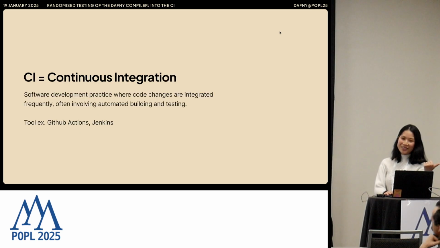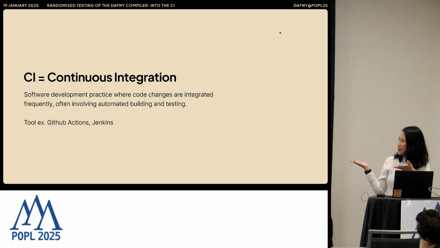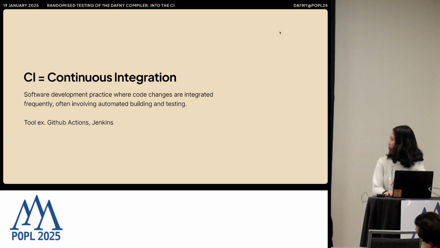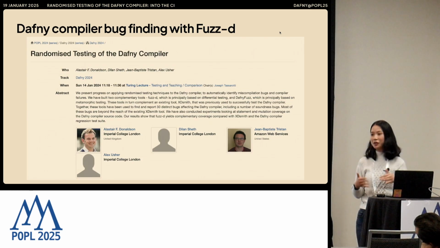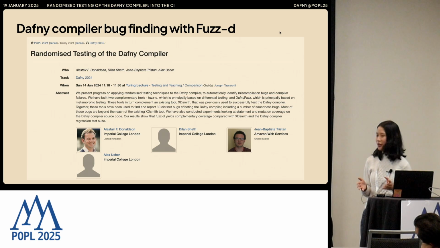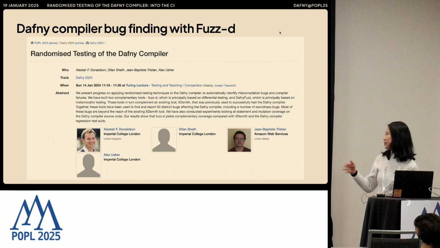And when I say in the CI, I mean continuous integration, which is a practice where code changes are integrated frequently, and this often involves automated building and testing. This is the case for the Dafny compiler. A tool that does fuzzing is called a fuzzer, and in this work, we'll be using a fuzzer called fuzz-d. This is work done by a student from Imperial College London, Ali, my supervisor, and John Tristan from AWS.